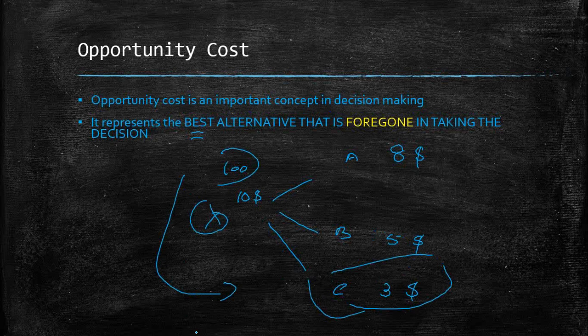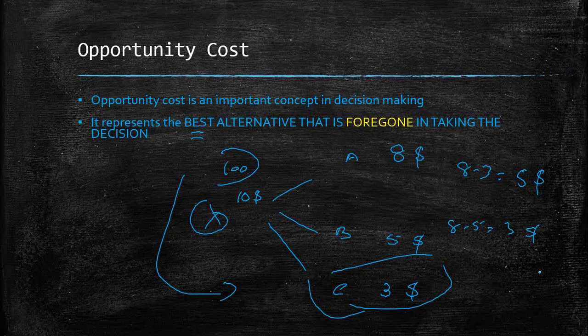You could have done A, which would have given you 8, but you are doing C, which means you are losing a contribution of $5, 8 minus 3. If you did B, you would lose 8 minus 5, $3. Because you are going to do product C, what is the best you are going to forego? That is your opportunity cost. The best you are going to forego is the A one, isn't it?